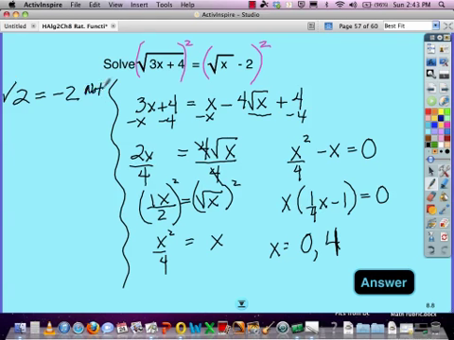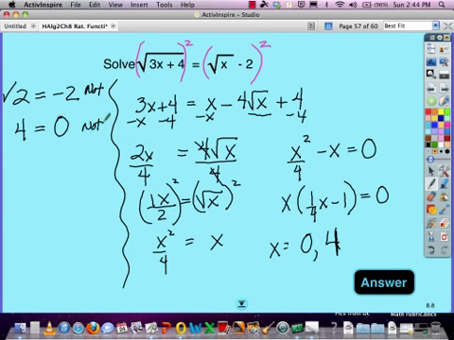All right, let's try the 4. 3 times 4 is 12. 12 plus 4 is 16. The square root of 16 is 4. And on the right-hand side of that, square root of 4 is 2. 2 minus 2 is 0. Ooh, that doesn't look like it works either.